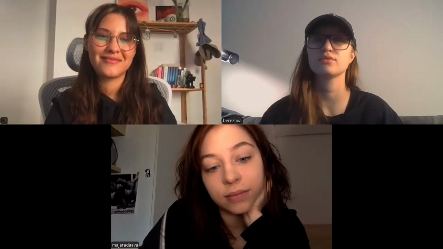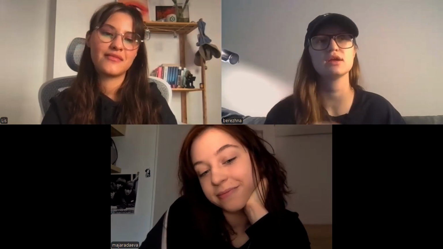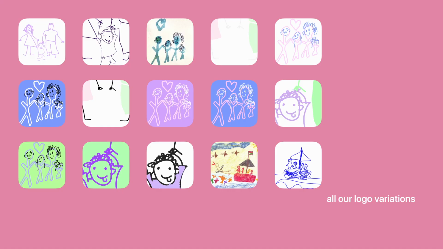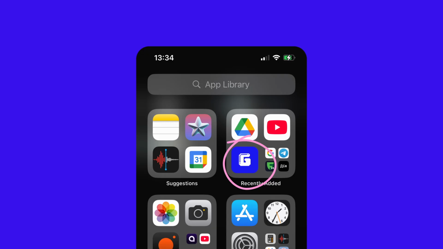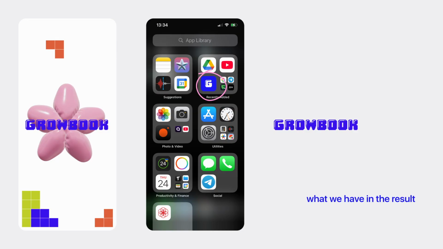And we did the logo. We did a lot of variations of the logo. I'll insert it here as well, starting from drawings. But then we ended up with the letter G, and just the word Growbook with this font, the pixel game font that we used in the whole design as the main font.